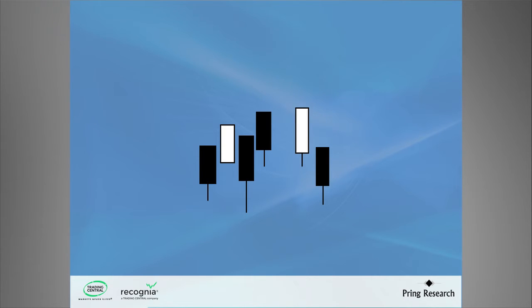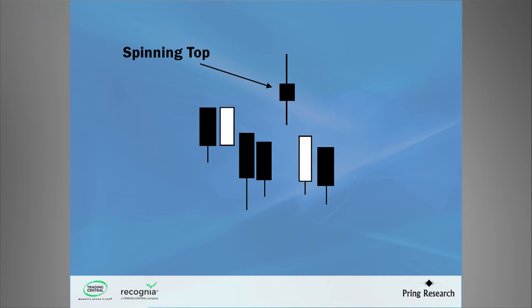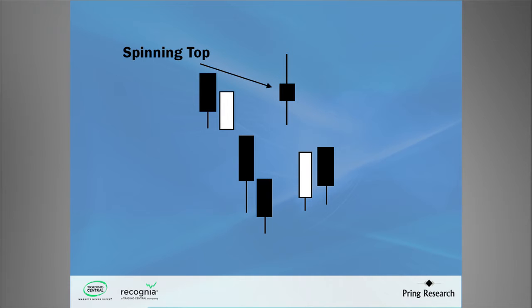Here we see another spinning top. Again, the real body is very small, but this time the shadows are long. This candle still qualifies as a spinning top because of the small real body. Spinning tops also appear at bottoms, so let me rearrange the candles a bit. Now they're ready, I'll move the spinning top down as well and change its color to white.